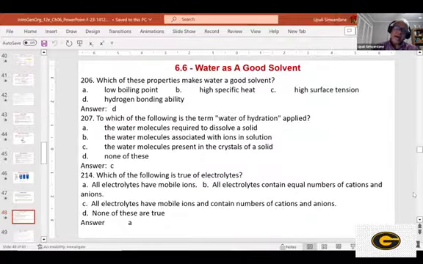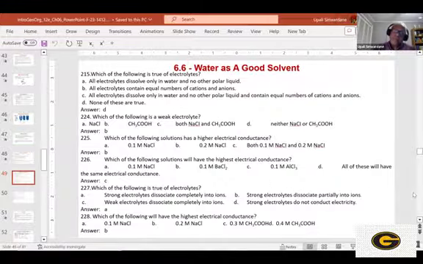Hydrogen bonding ability is the most important property that makes water a good solvent. We talked about water.